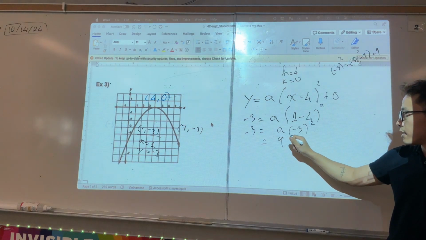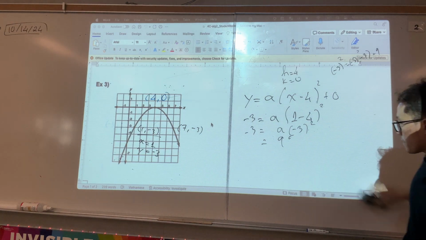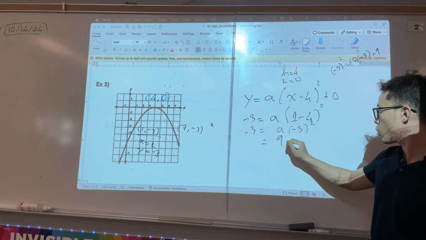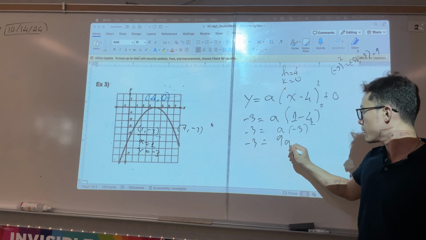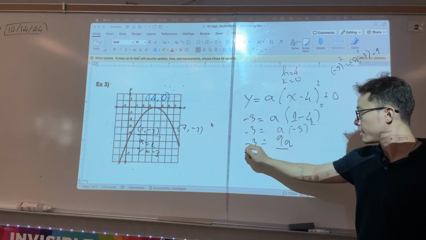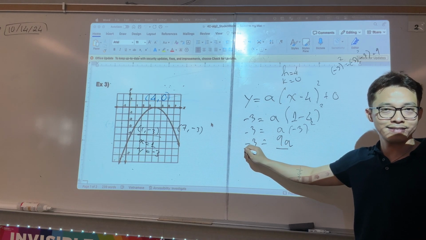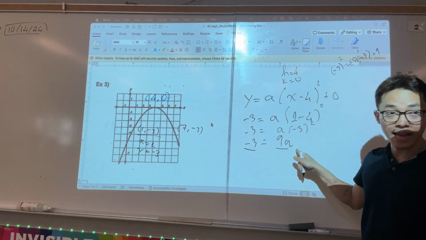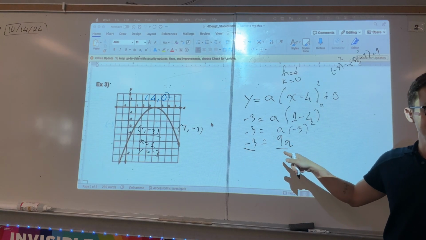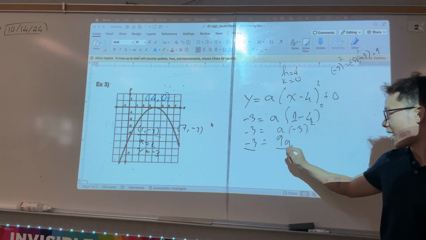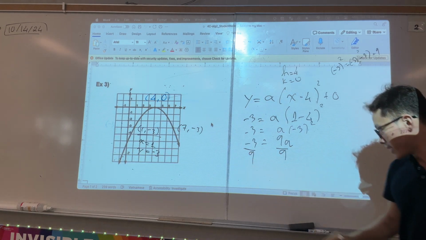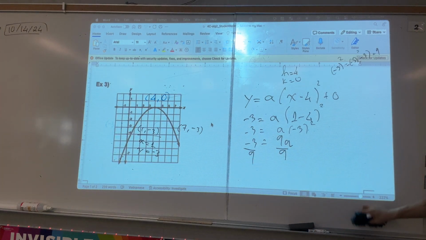So, 9a. What next? Divided by... divided by 9. You want to get the a, you need to get rid of the 9. Divided by 9. Don't be confused, okay? It can be very easy to confuse. Let's give Gabriel 1 point.